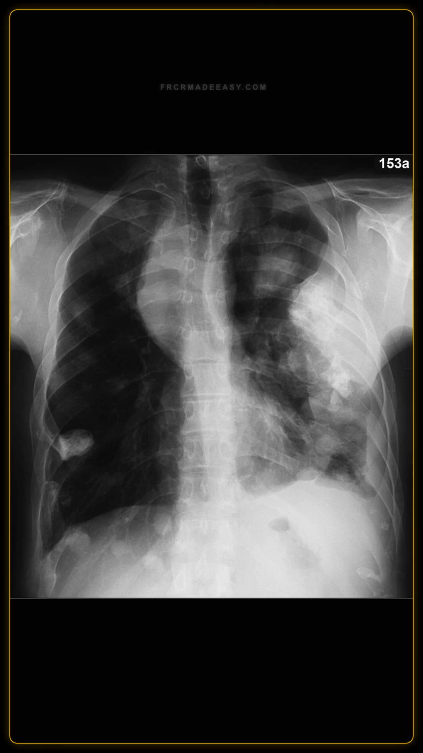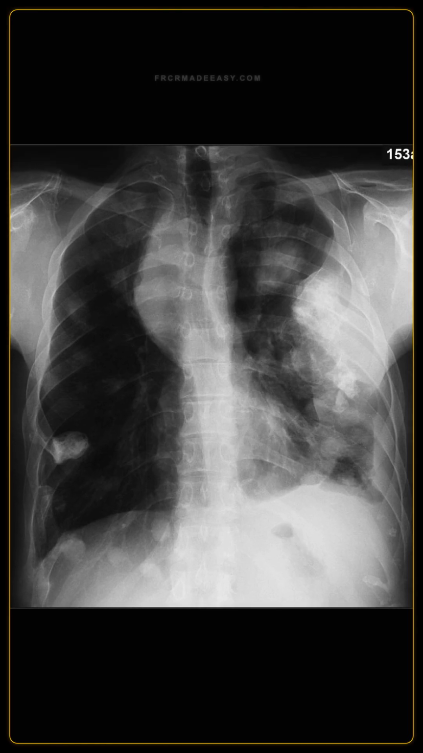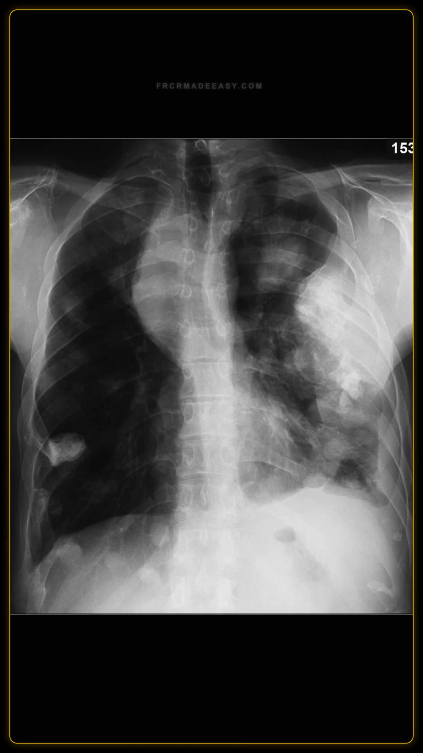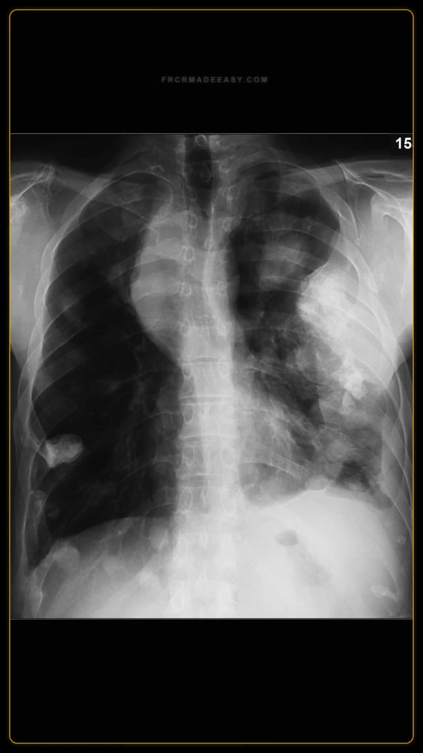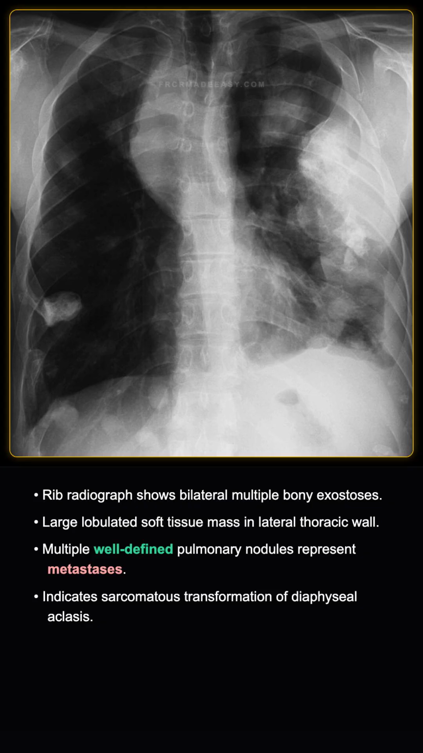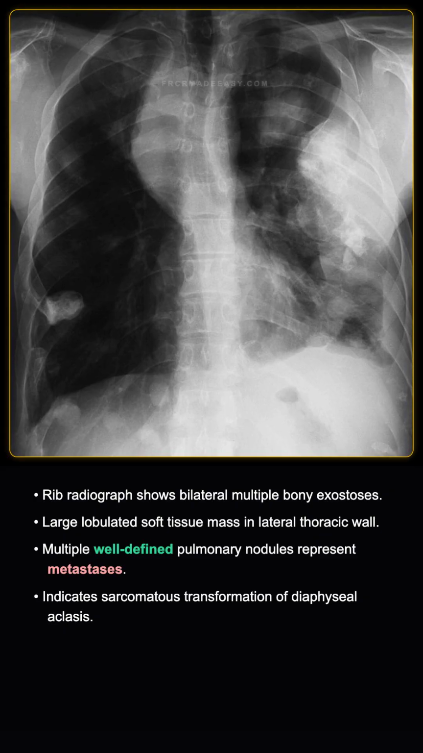A 45-year-old male presents with progressive chest pain following minor trauma. I'm showing you the chest radiograph. Describe the findings. Okay, looking at the images. The chest radiograph demonstrates multiple bony exostoses arising from the ribs bilaterally.